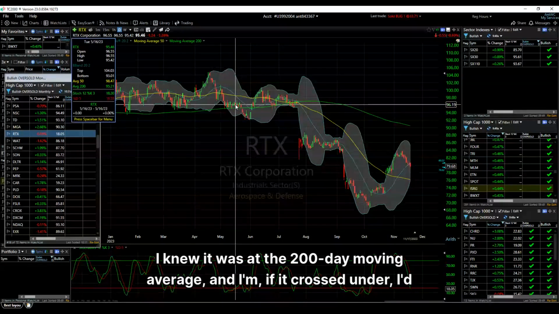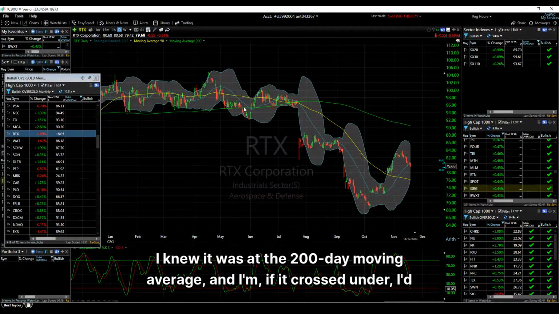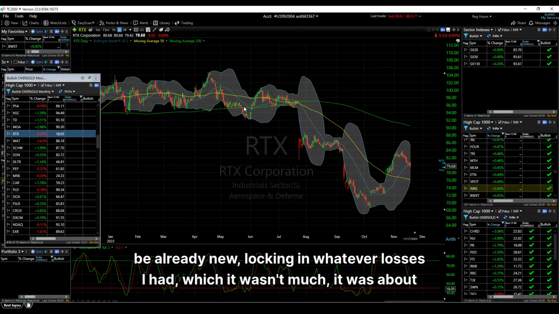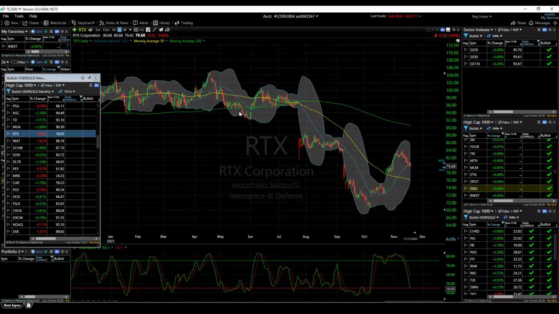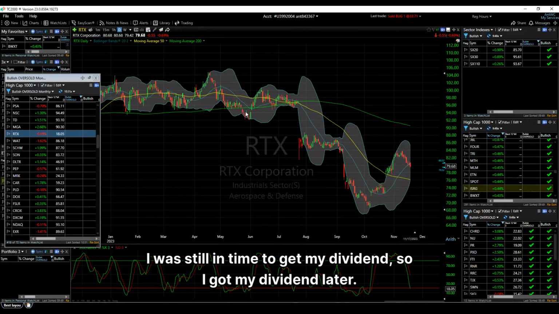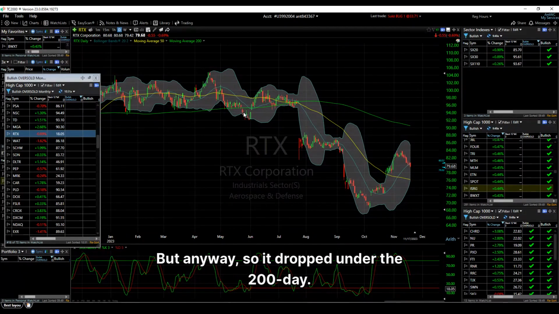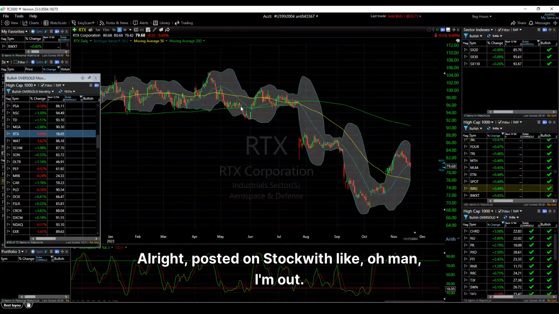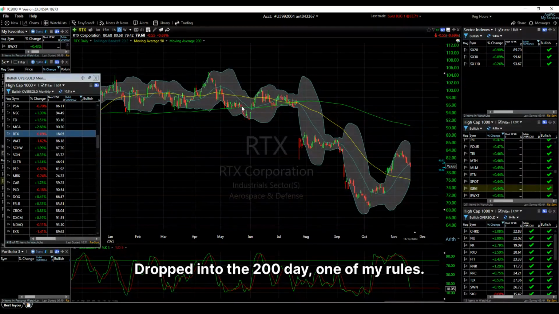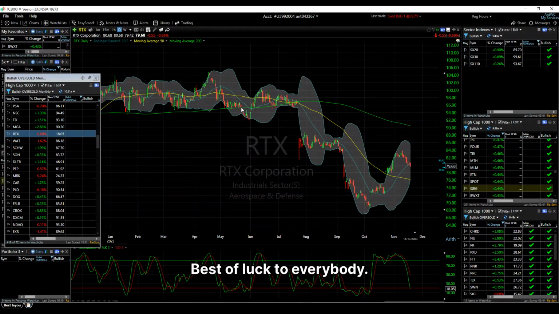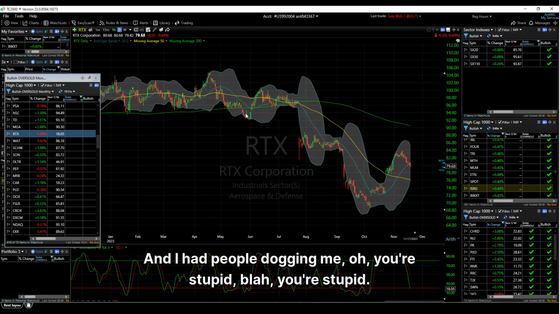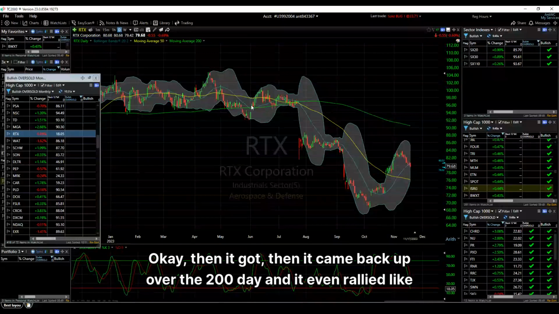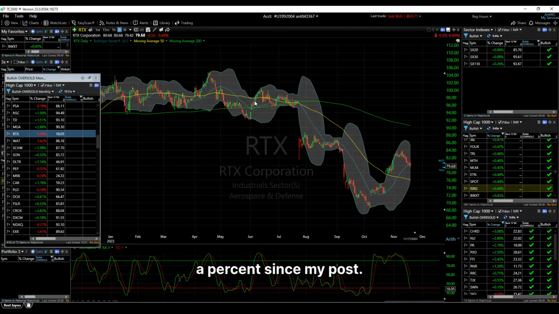I knew it was at the 200-day moving average, and if it crossed under, I'd be locking in whatever losses I had, which wasn't much. It was about 1%. I was still in time to get my dividend, so I got my dividend later. But anyway, it dropped under the 200-day, right? Posted on StockFlip, like, oh man, I'm out. Dropped under the 200-day, one of my rules. Best of luck to everybody. And I had people dogging me, oh, you're stupid, blah, blah, blah. Okay. Then it came back up over the 200-day, and it even rallied like 1% since my post.